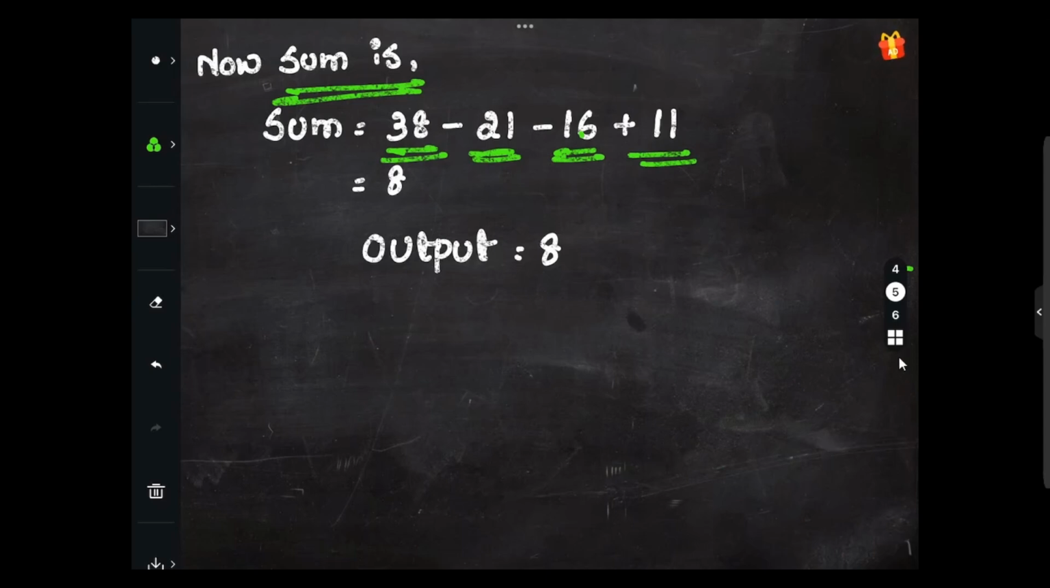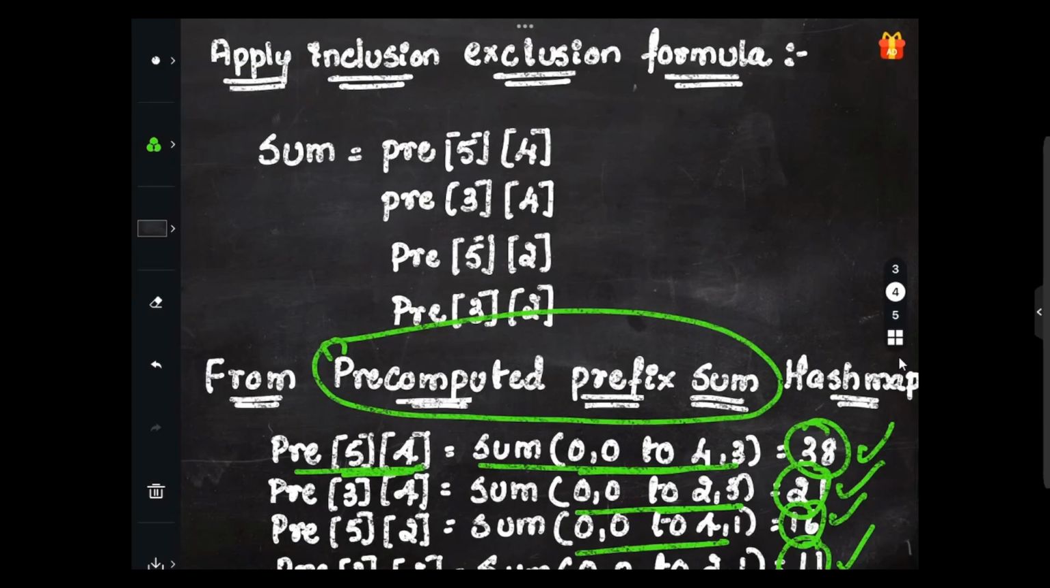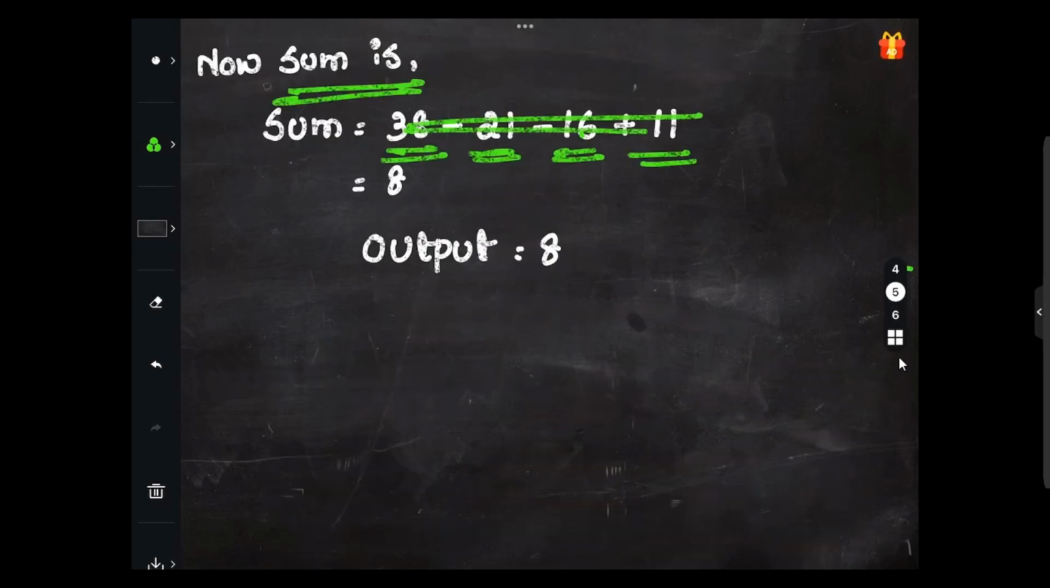So sorry. Here I have considered the wrong calculation, I think. So we have to go with here. So this is prefix of 5, 4, 3, 4, 5, 2 and 3, 2, right? So this is not 38, 21, 16 and 11. Basically the calculation part is wrong.